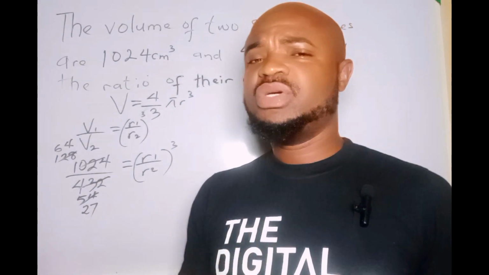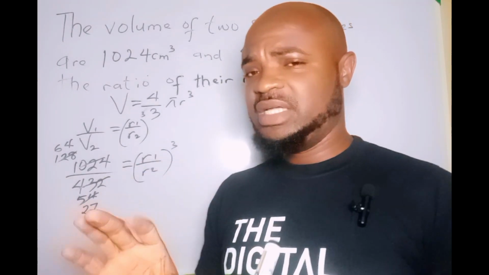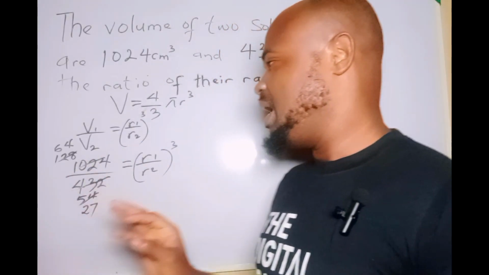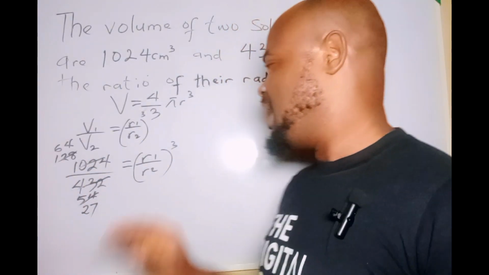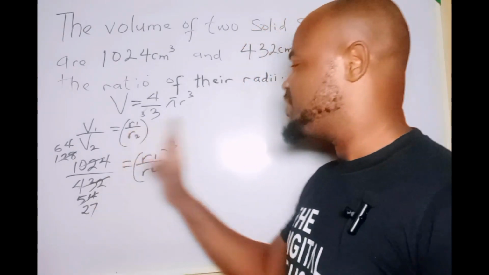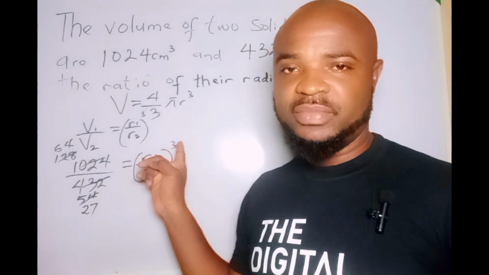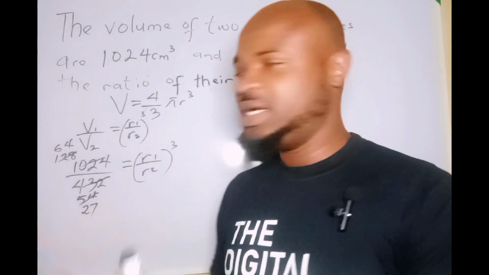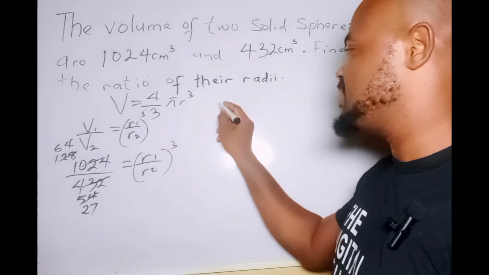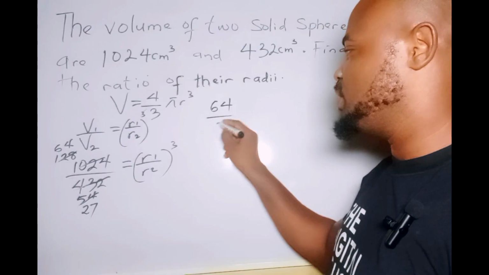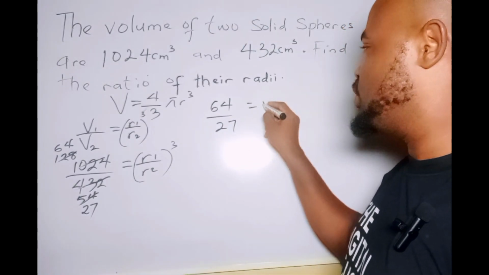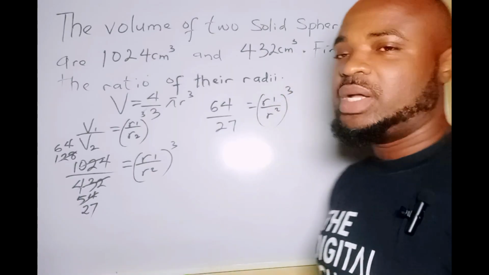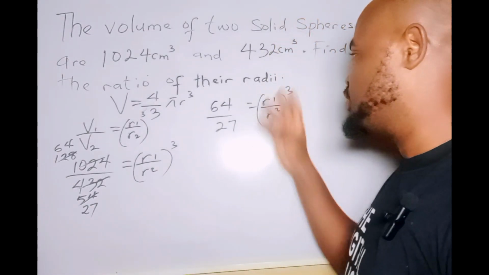Now what am I trying to do? I'm trying to simplify to the lowest term to see if I'm going to get a perfect cube. Now I'll tell you why I'm looking for a perfect cube. I'm looking for a perfect cube because on the right hand side there I have a cube. So at the end of the day, definitely I'm going to find the cube root of both sides. So luckily for me, I have 64 over 27 equals R1 over R2 cubed.